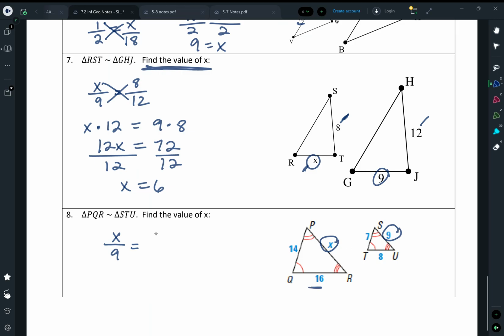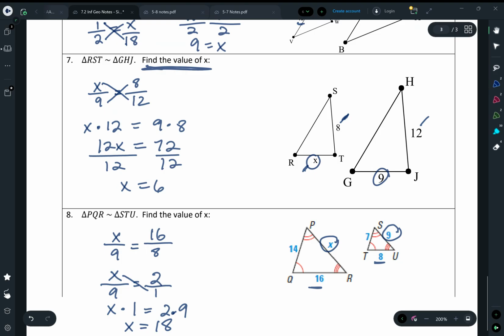So 16, starting with the big triangle again, over 8. And I happen to know 16/8, I can divide that out, right? It makes 2. So x divided by 9 equals 2. But it's hard for me to set up a proportion if I don't have 2 fractions. So I'm going to make this 2 over 1. And then we're going to go ahead and use cross products. So x times 1 equals 2 times 9. 1x is the same thing as x. 2 times 9 is 18.